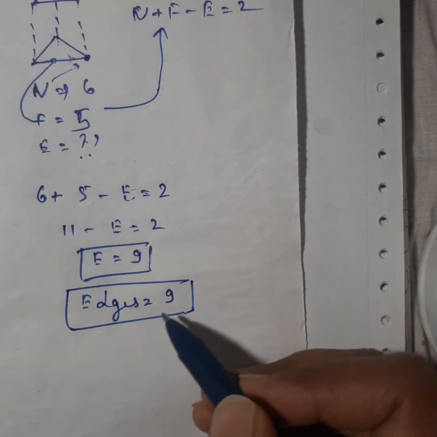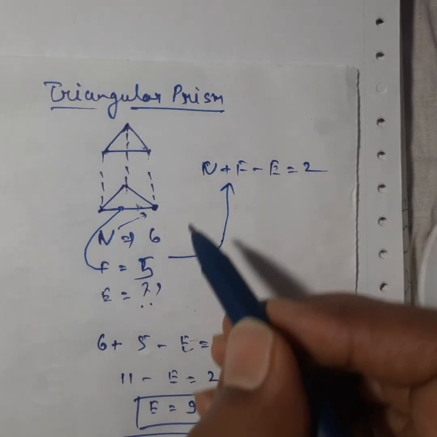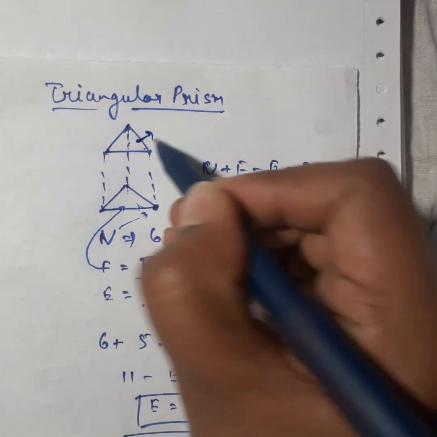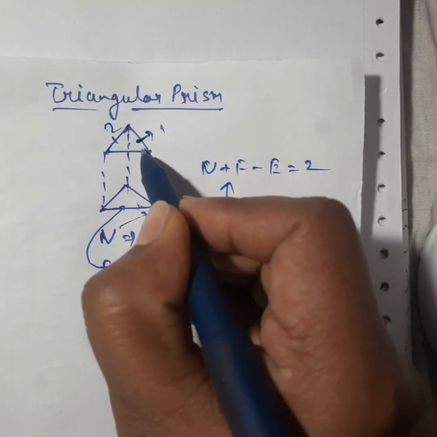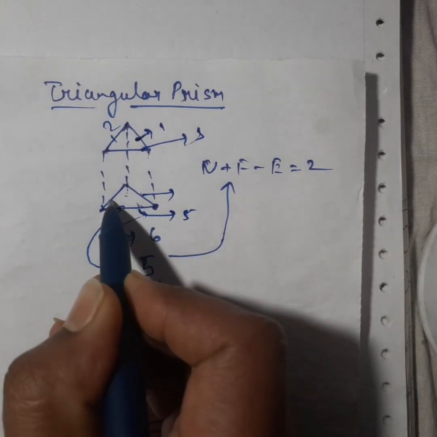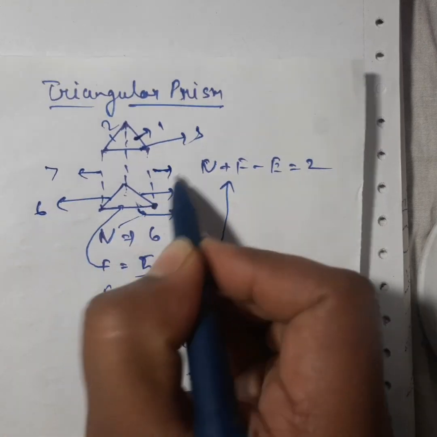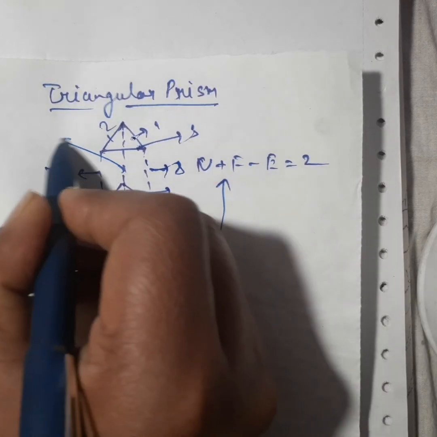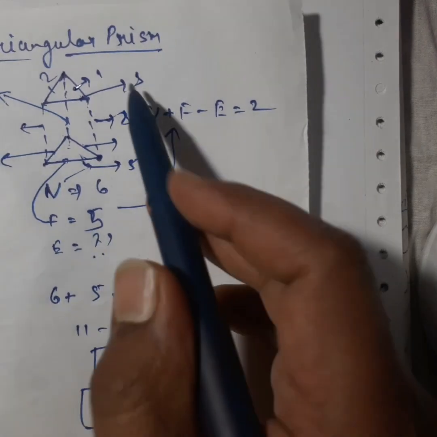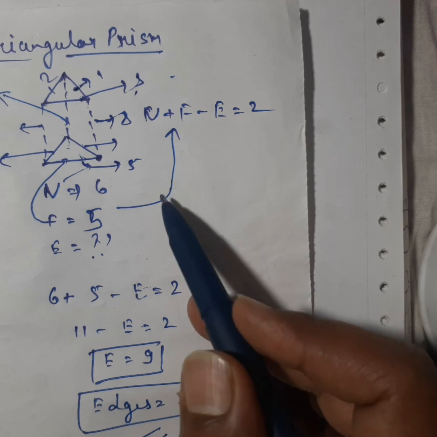Now to check whether we are right or wrong, we come back to this figure and search if the edges are 9 or not. This is 1, this is 2, this one here is 3, then we have 4, 5 and 6, this is 7, this one is 8, and this one is 9. So we have a total of 9 edges in a triangular prism. If we have any two values, we can calculate the third value very easily.